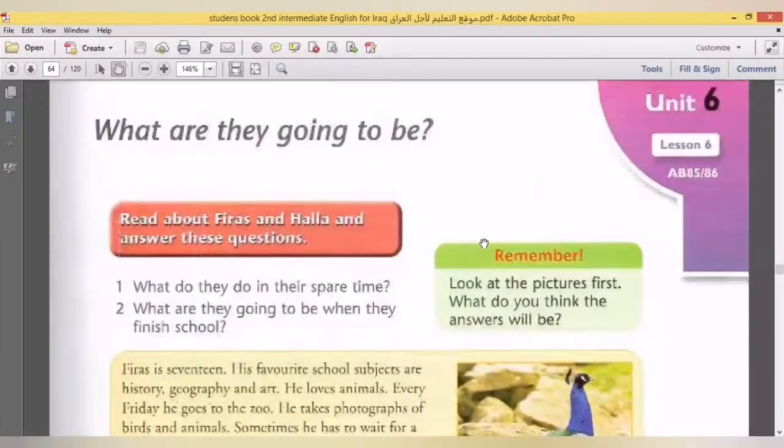Shall we start lesson 6? Do you have a problem with the future tense? You are sleeping today. What's wrong with you? You're not active today.